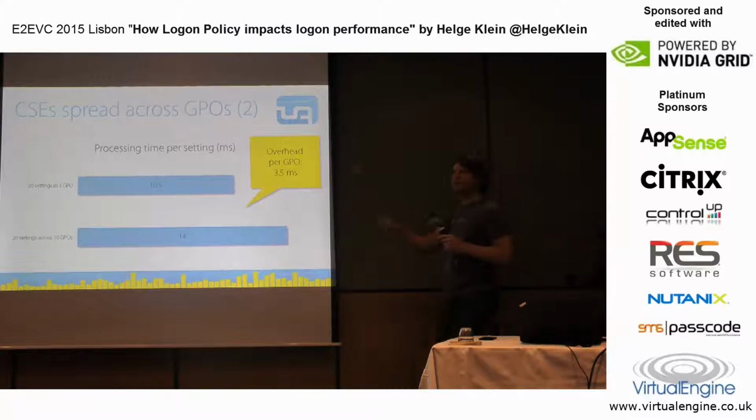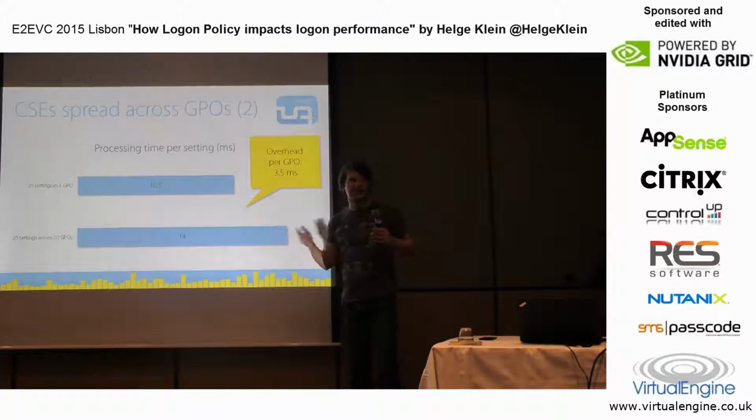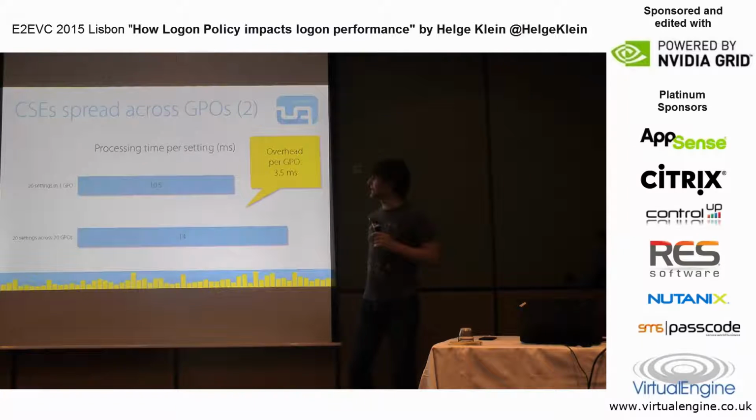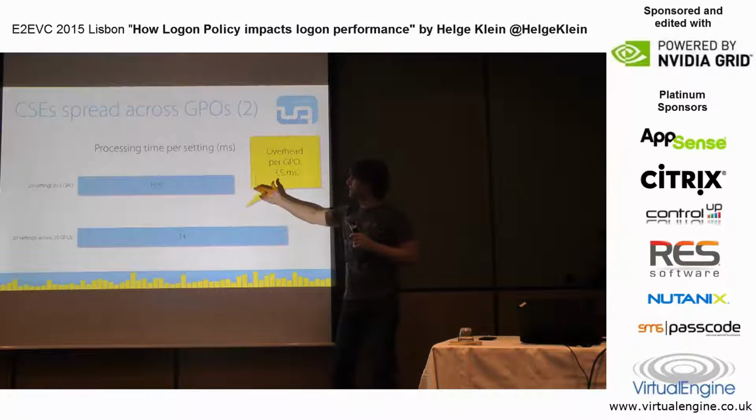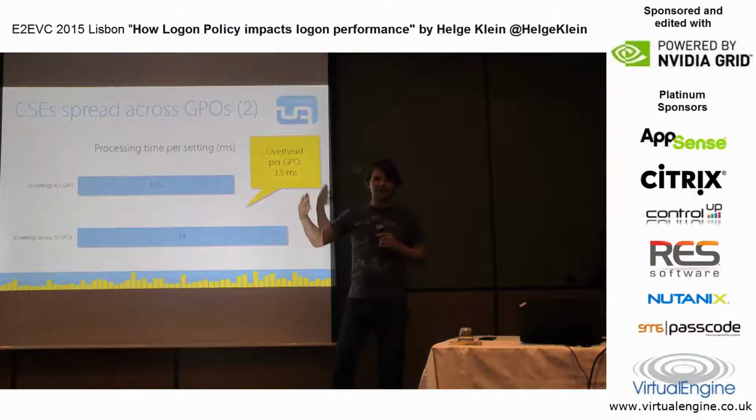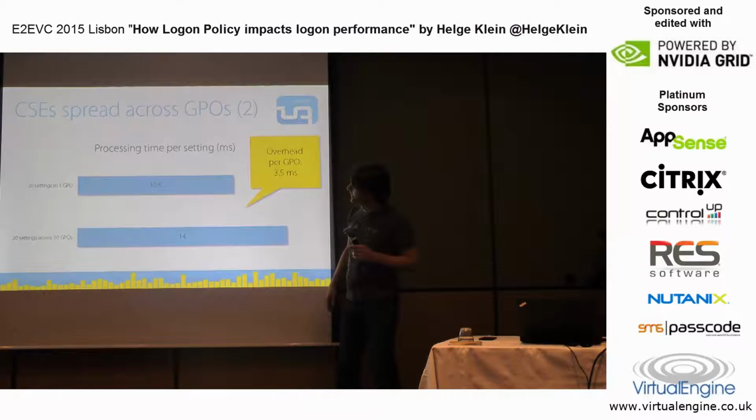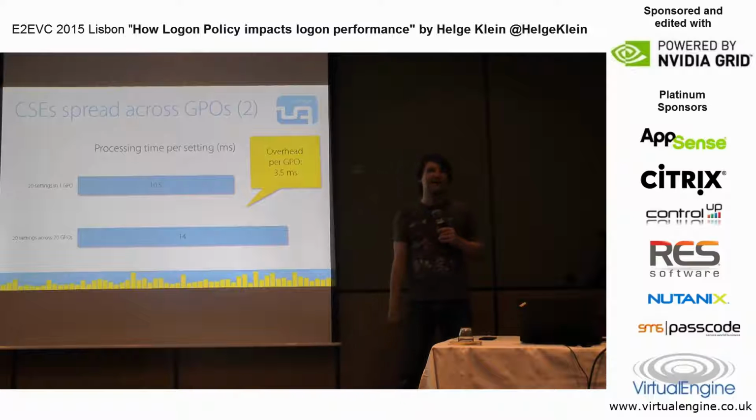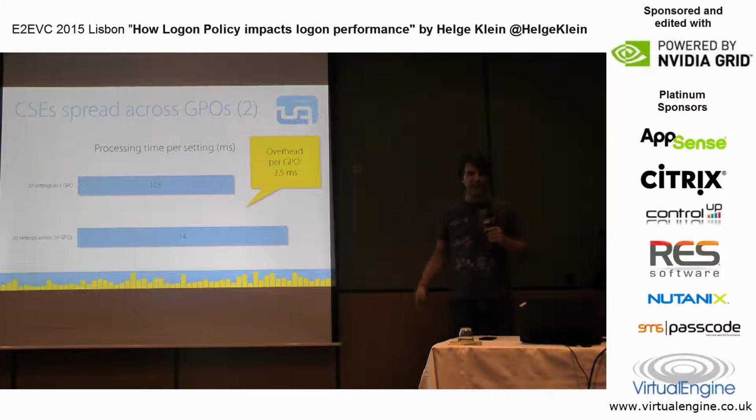This is per setting, so per environment variable. In my environment, which may of course be very different from your environment, it took 10.5 milliseconds to process each individual setting if they're in the same GPO, and 14 milliseconds if they're in different GPOs. Obviously, the difference is due to the additional files that need to be fetched and processed by the group policy client.